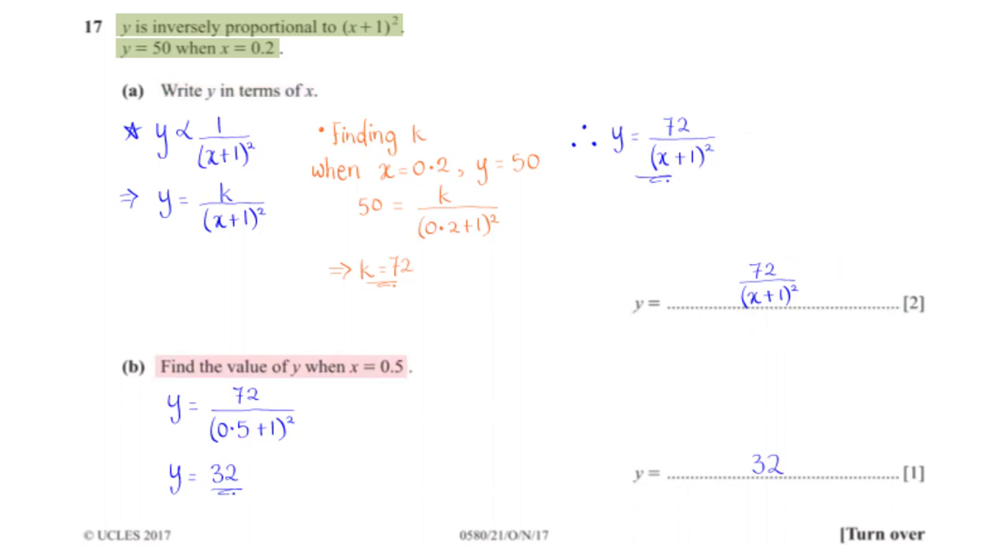Find the value of y when x is equal to 0.5. So all we need to do is substitute the value of x in the equation we found in the previous question. And so we have y is equal to 72 divided by (0.5 plus 1) squared. When we type this into the calculator, we get 32.